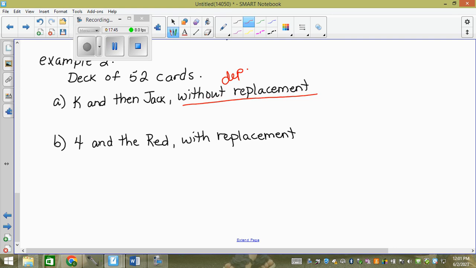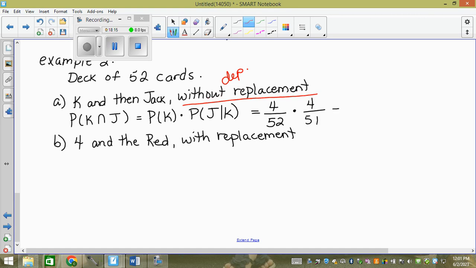So I'm going to have probability of a king and a jack equals the probability of a king, and means I multiply, probability of jack given that the first one is a king. So what's the probability of a king? 4 out of 52, and means I multiply. Then a jack given that I'm holding a king? 4 out of 51. What does that reduce to?